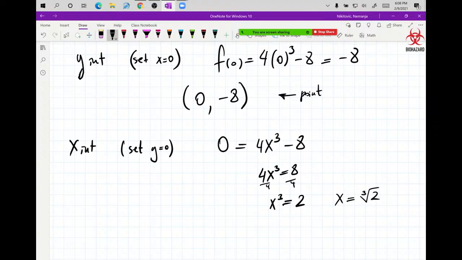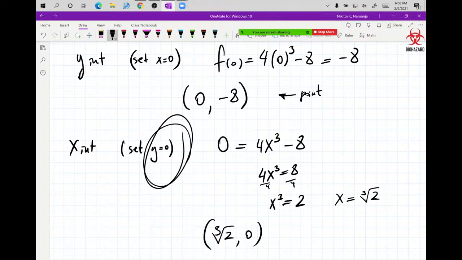Anyway, what we have here now is the x-intercept of cube root of 2 comma 0. And y is equal to 0 because you set y equal to 0. And you have your x-intercept. Every point is x comma y, so that's again a point.